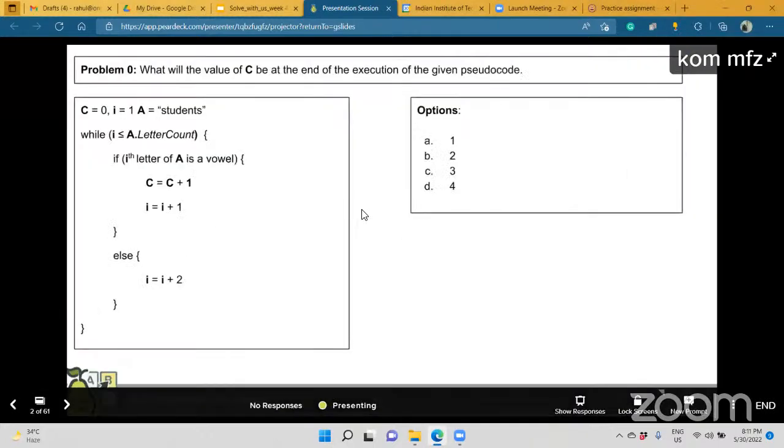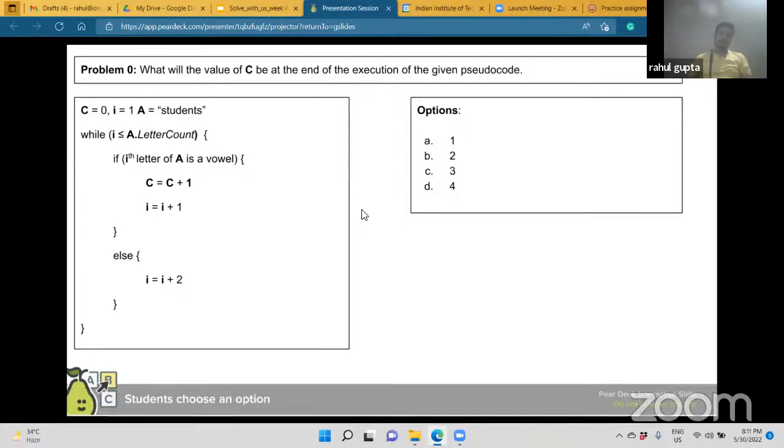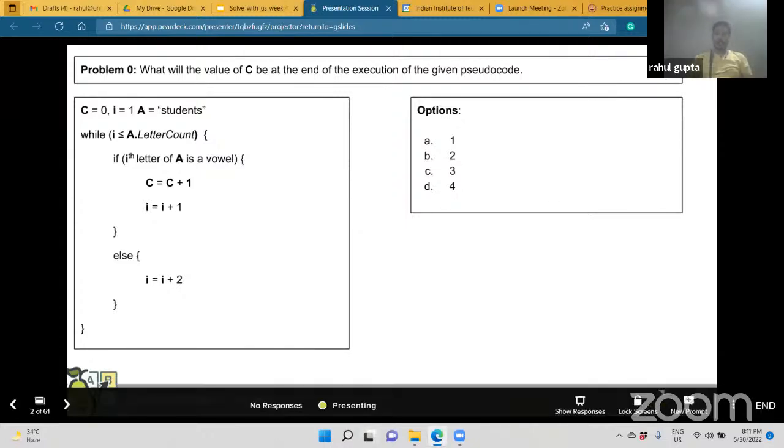Yes, sir. So this is problem number 0. Try to solve. 2 minutes for this question.